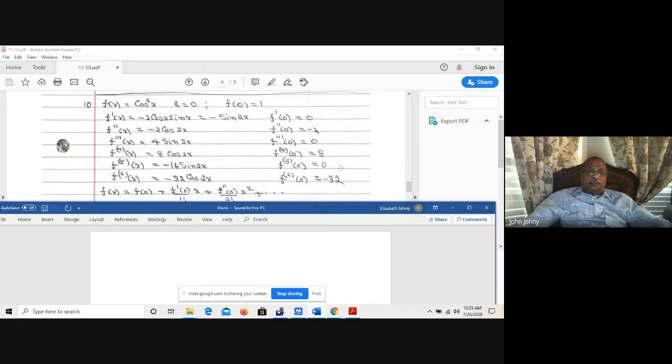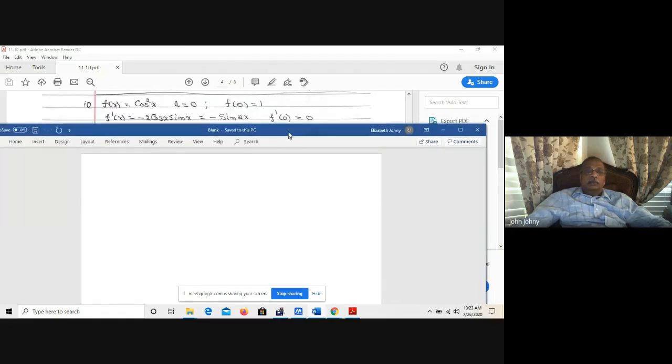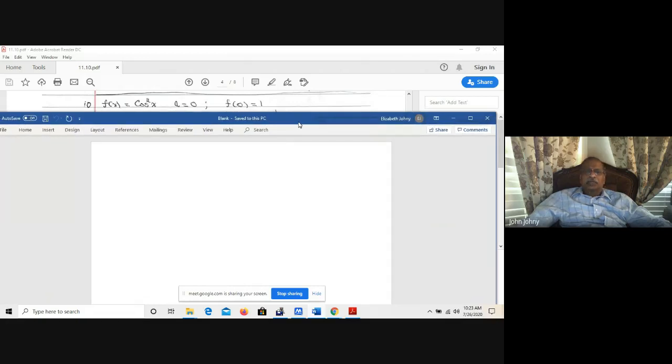Okay, number 10 is a little long, but not difficult. f(x) is equal to cos squared x, around a is equal to 0. So that is convenient actually. Around a is equal to 0 means you are using the Maclaurin series. Start with f of 0. f of 0 is cos squared 0.